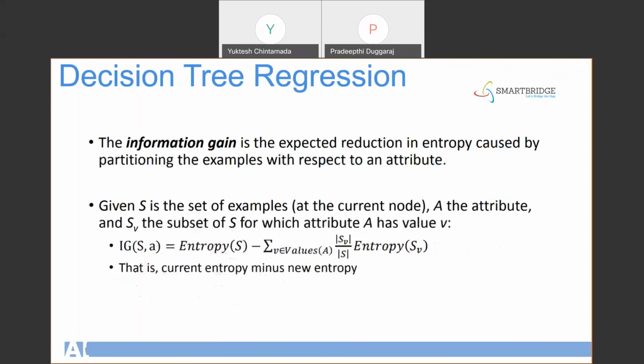So how do you calculate the information gain? Information gain is equal to total entropy minus the sum of Sv by S times the entropy of each subset. Now you have to calculate the information gain for every column: information gain for outlook, information gain for wind, information gain for humidity. So let's see that for wind.